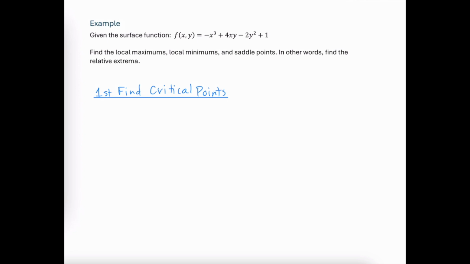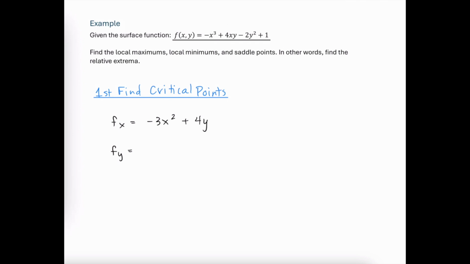In order to do that, we're going to calculate the first partial of f with respect to x, and then the first partial of f with respect to y. With respect to x, we hold the y values constant, so the derivative of negative x to the third power is negative 3x squared. If 4 and y are constants here, this derivative is just going to be 4y. And if these terms are constants, their derivatives are 0 with respect to x.